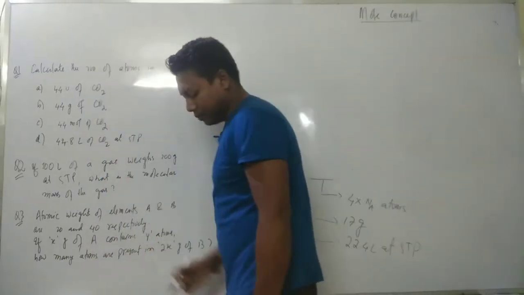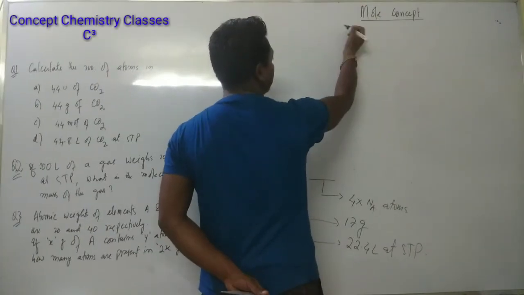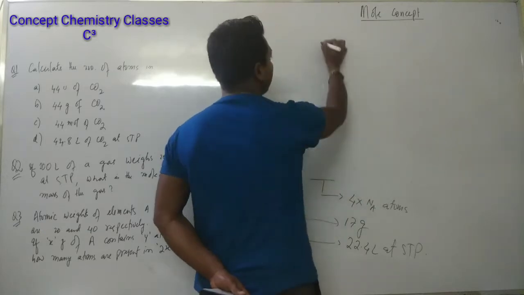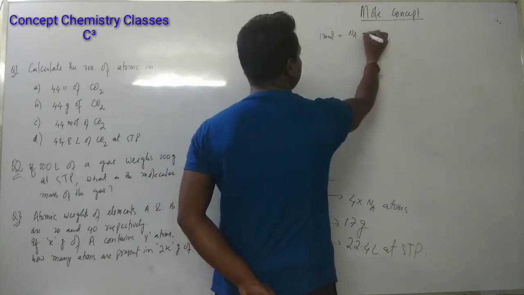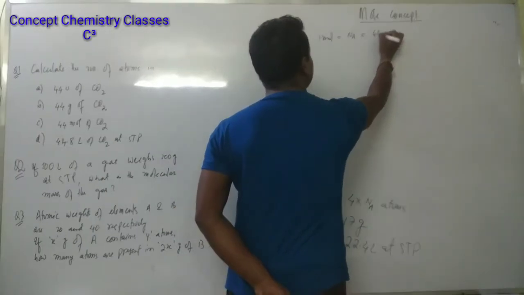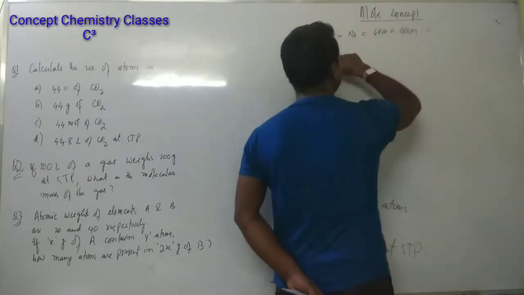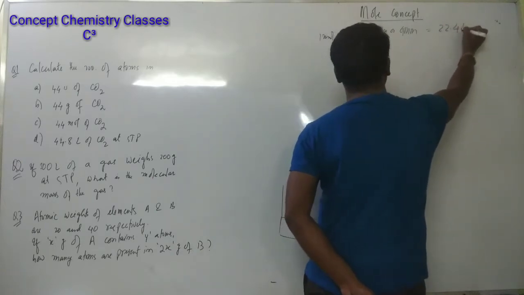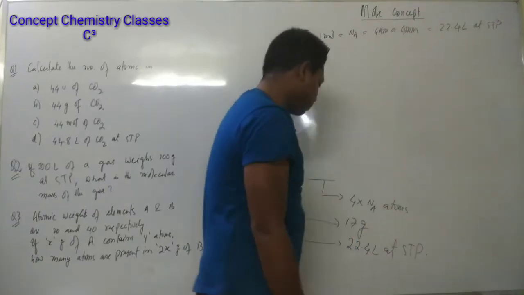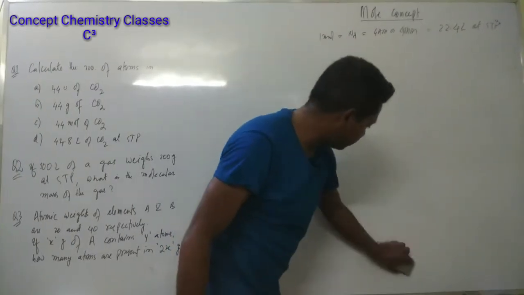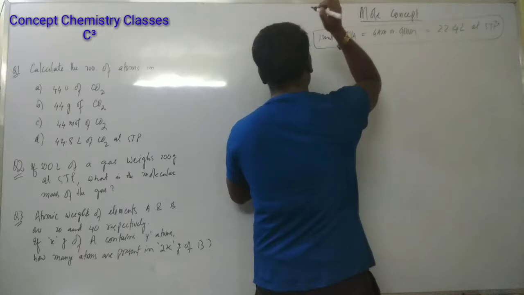Now we can have problems. Let us take these questions. Before the question, let us write in short the definition of 1 mole as a revision. 1 mole is equal to N_A particles. 1 mole is also equal to gram atomic mass or gram molecular mass of the substance, and 1 mole is also equal to 22.4 liter at STP. This is the definition. Now we take some examples.